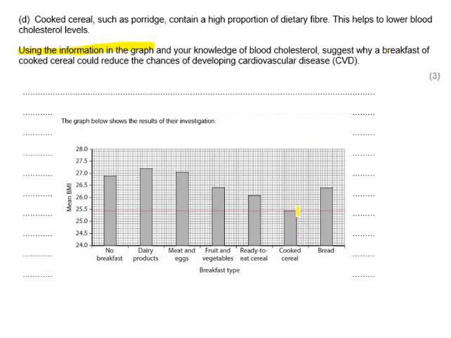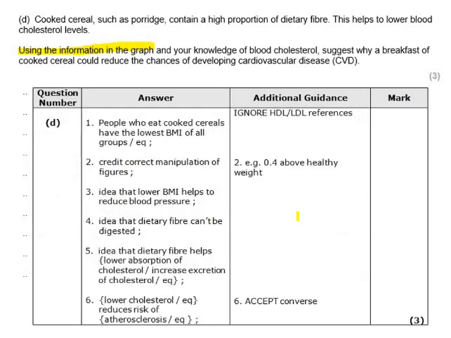Okay, this is the line. It's got a BMI of 25.4. Now that's still higher than a healthy weight, but it's only 0.4 higher, healthy BMI being 25. So out of all these options, it looks like cooked cereal is the best. The marks are available here. People who eat cooked cereals have the lowest BMI of all the groups.